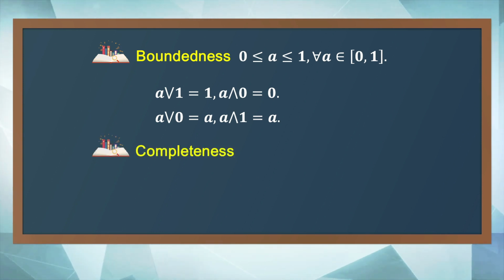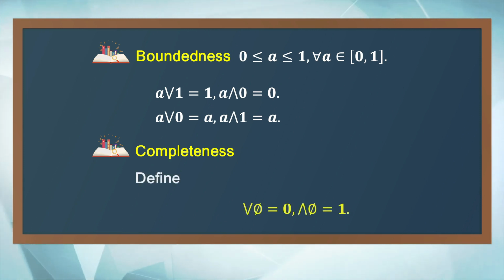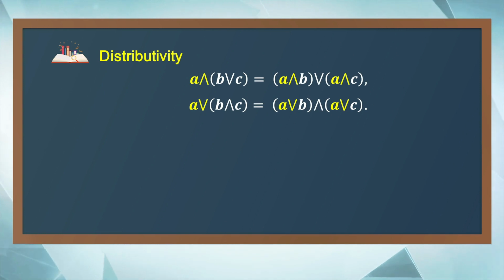Next, we will check the completeness of this lattice. Is H complete? Each non-empty subset of the closed interval from 0 to 1 has both a supremum and an infimum, so it is a complete lattice. In addition, we define the supremum of the empty set is 0. The infimum of the empty set is 1. Next, we are going to talk about the distributivity of this algebraic structure.